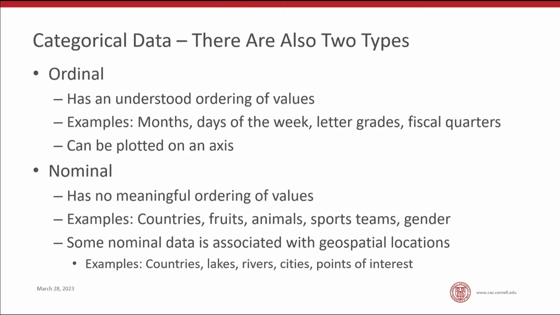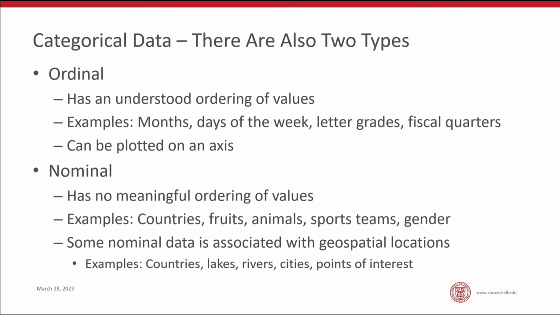And some nominal data, particularly the type that, well, I have examples here. Some nominal data has an association with geospatial location in the world. So if I gave you the name of a country, you might picture the outline of that country.